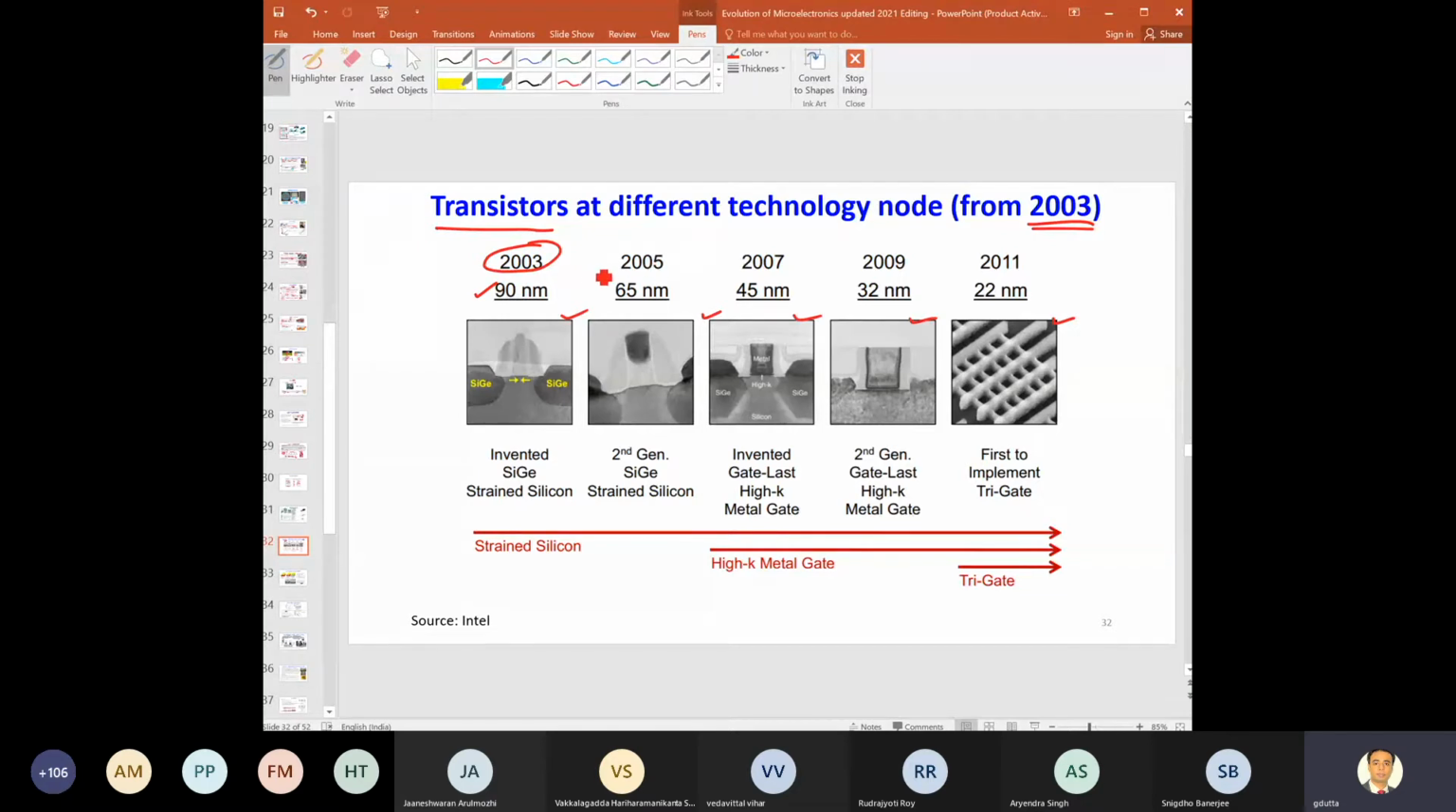And in 2005, they shifted to a new node, which is the 65 nanometer node, right? If I multiply 90 with 0.7, that gives me 63 nanometer, but 63 does not sound that good. So it is the 65 nanometer technology node, right? That is the factor of 0.7 that we have already discussed.